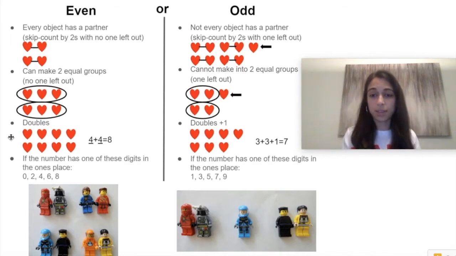We know that's even. If we're looking at odd numbers, we're not going to have any doubles facts for odd numbers, but we can do doubles plus 1 because we talked about with odd, there's always just one thing or person left out. So 3 plus 3 plus 1 is 7. If we were trying to make equal groups with 7, we would have 3 on each team and realize, uh-oh, we got 1 left out, and that's why we have the plus 1.